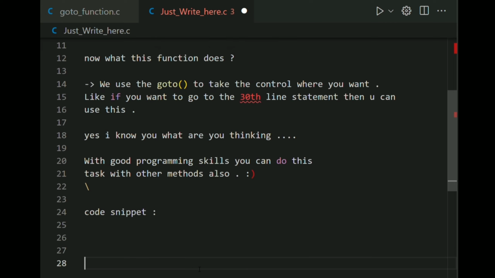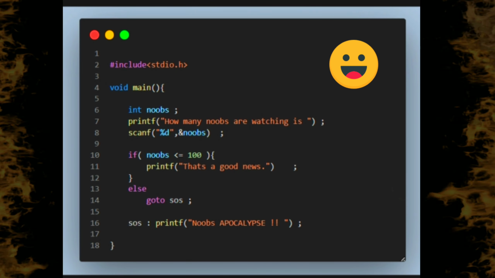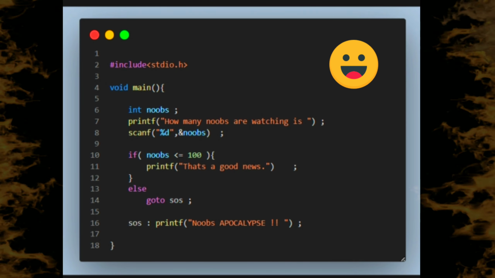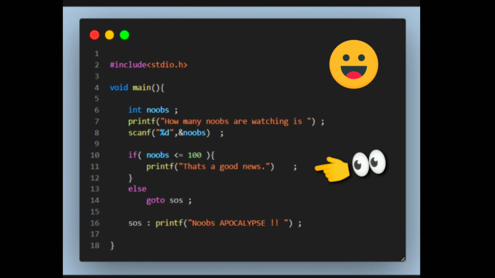Code snippet. After execution of this program, the compiler control from the if statement goes to the source block and the print statement will be printed.